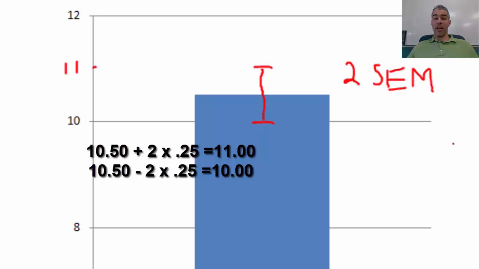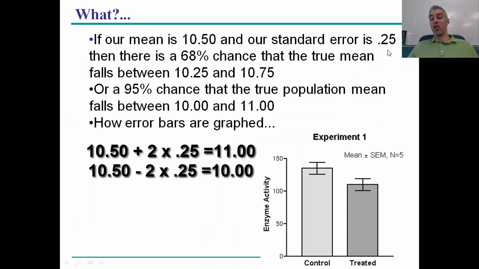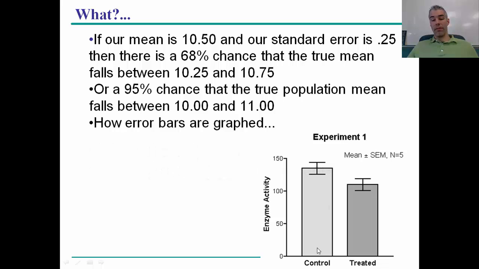Does that kind of make sense? Because now, if one standard error is 0.25, that means 2 would be 0.5. So if we subtract 0.5, you get 10. And if you add 0.5 to 10.5, you get 11. And this is how we'd actually graph them. Here's the mean of the bar graph, and then you put the error bars in like this. Okay? So this is just showing plus or minus 1 standard error from the mean. If we did 2, you'd get a different value.